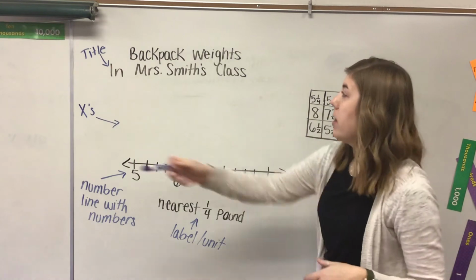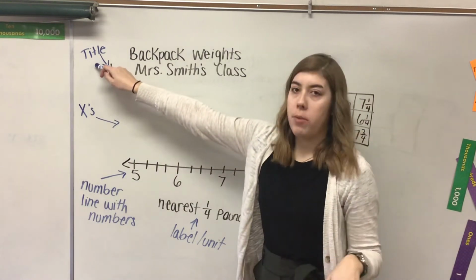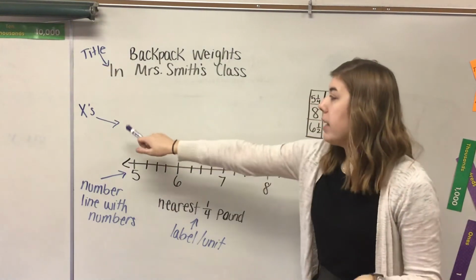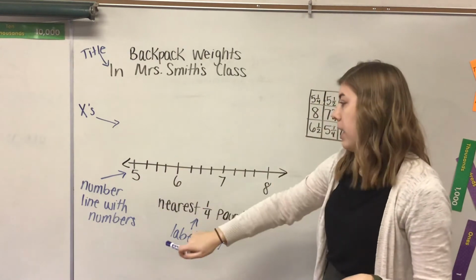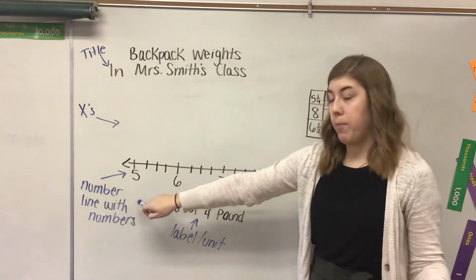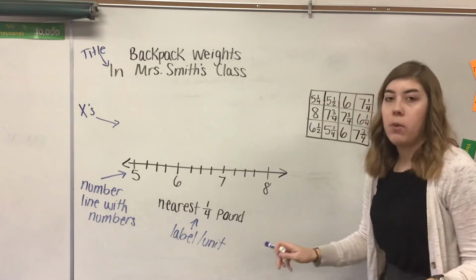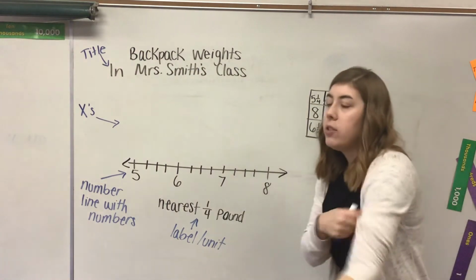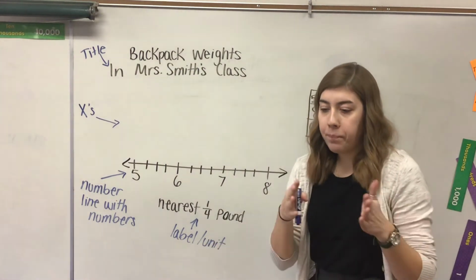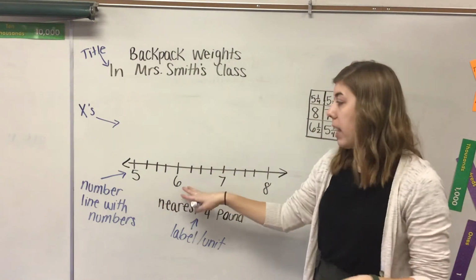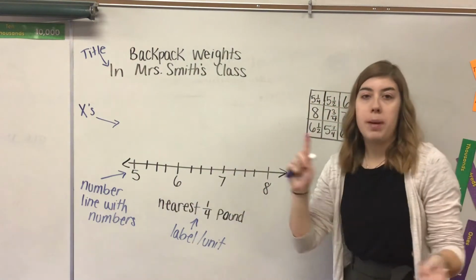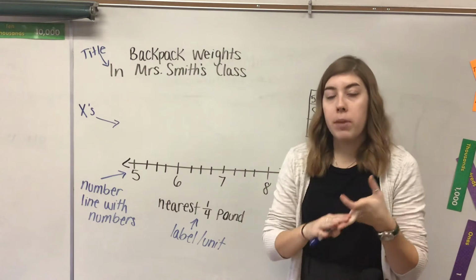The first thing you need in a line plot is a title, and we're going to talk about what that looks like. You also need X's for your number line. Again, we'll talk about that in a second. A number line labeled with your numbers, and then the label or unit in which you are measuring. So a line plot is utilized as a way to show data that's measured numerically. So it could be weight, it could be length, it should be the quantity of something you have.